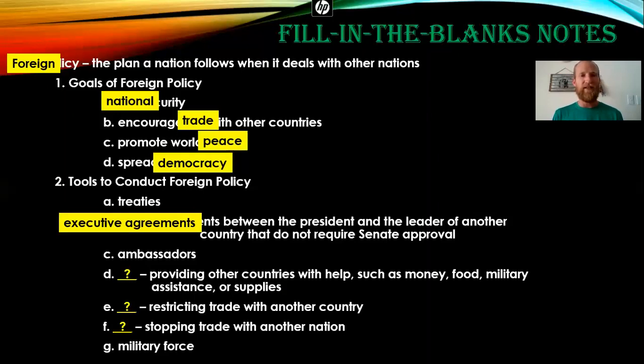We also don't have a definition down for letter C, ambassadors. Again, that's because we already have that previously in our unit notes. An ambassador is somebody who represents our government in a foreign country.